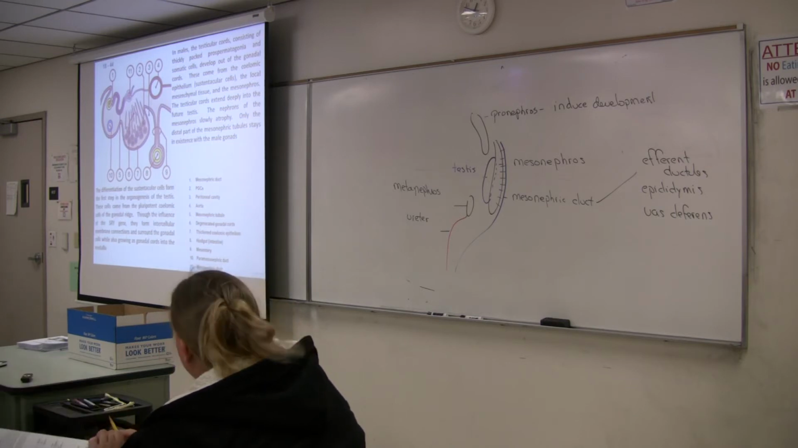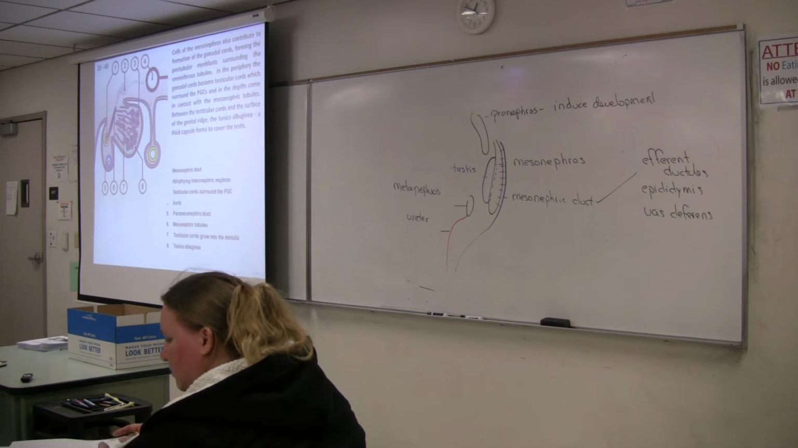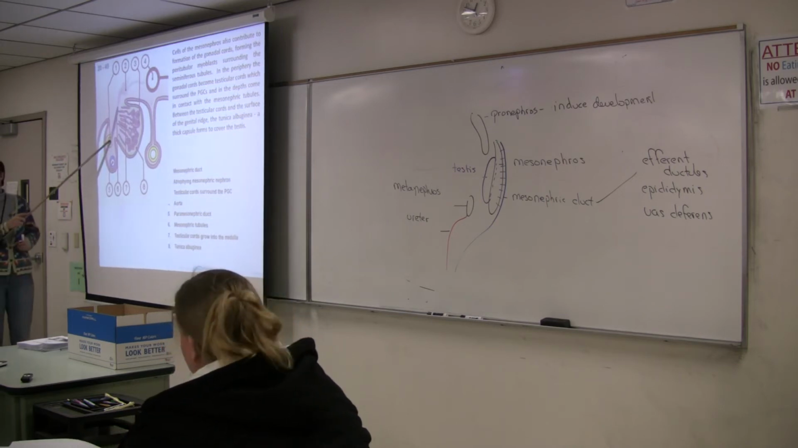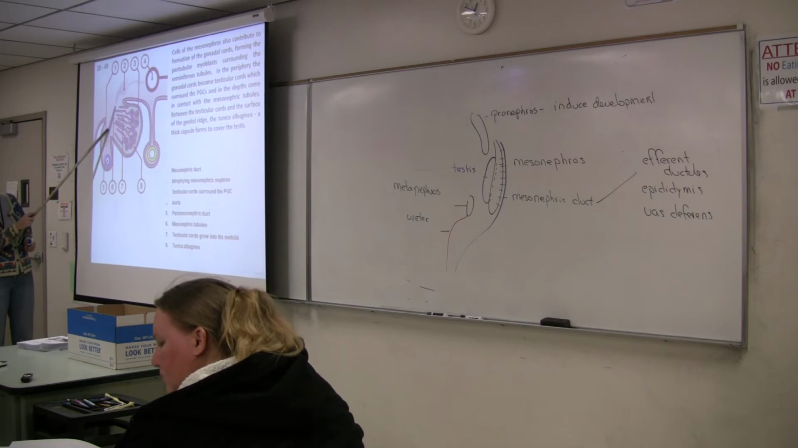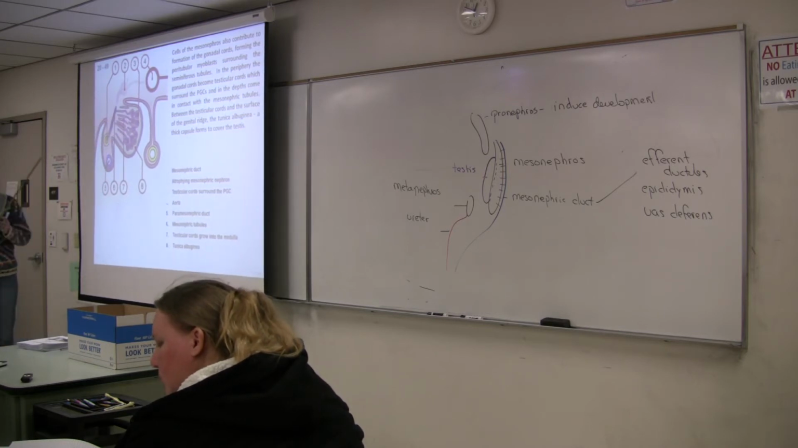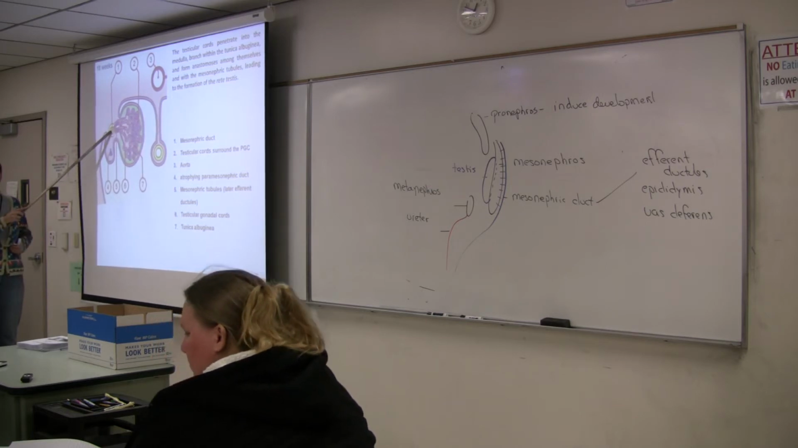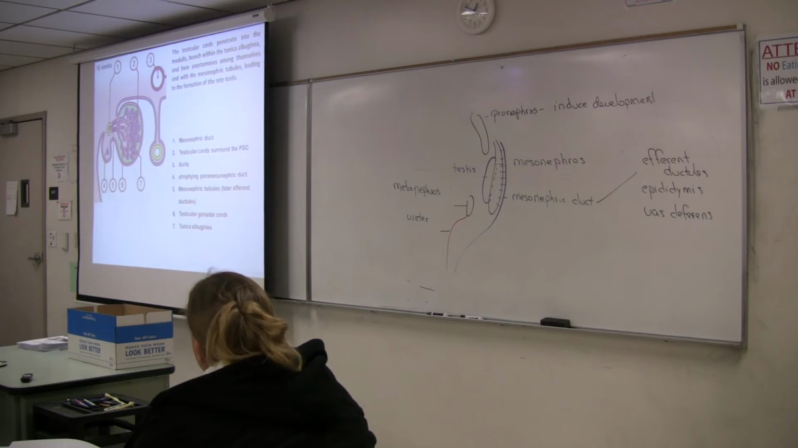That continues to occur as the testes is enlarging. Notice, here's our mesonephric tube, that blue line that I drew, starting to form a closer association with those cords within the testes. And we actually now have a connection of these tubes to that mesonephric tube.